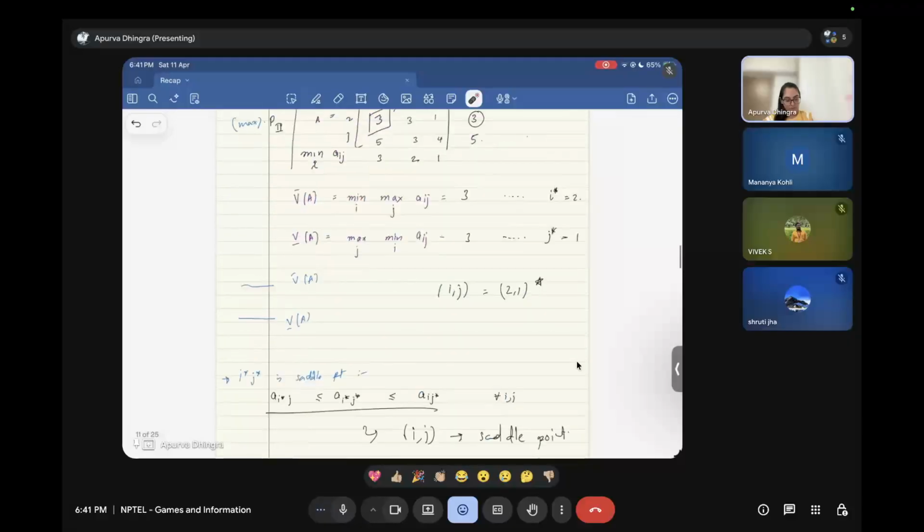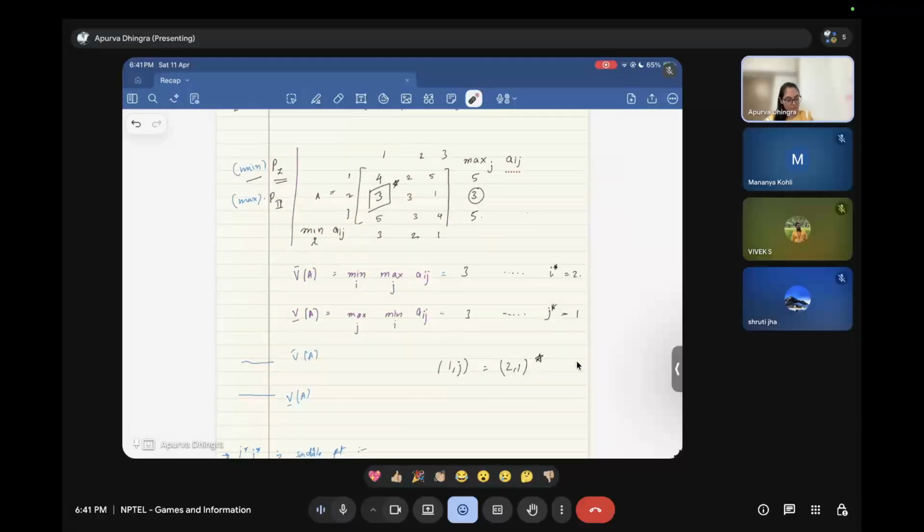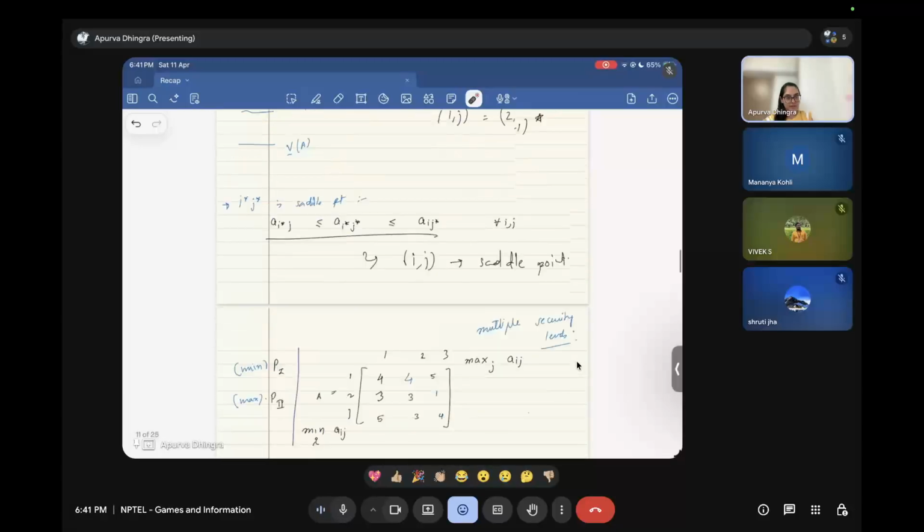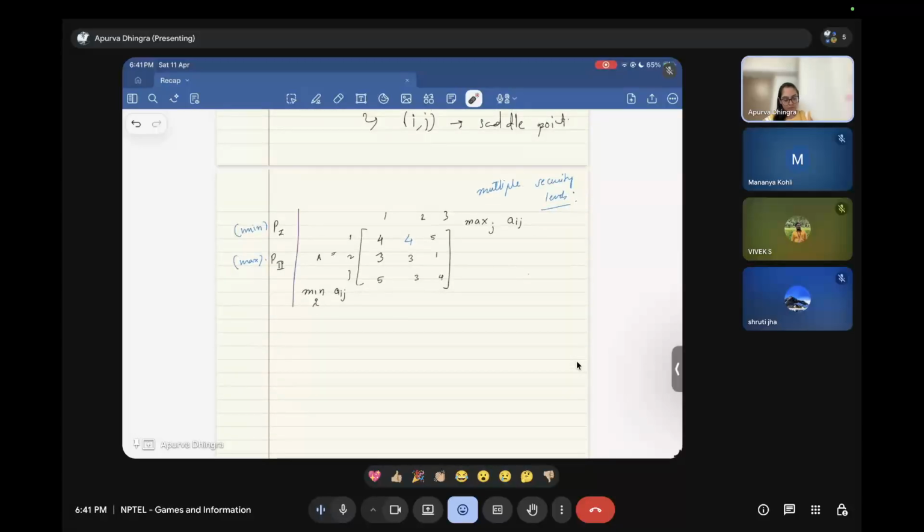Now, what if we just got one security level for each player? That's not always necessarily the case, right? We could get more than one security level. So for example, the only thing I've done is change one number from the above example. Because of that, if I fill all of these again, we get 5 here, 3 here, 5 here. So nothing changed. I star is still 2, so player 1 should still be playing strategy 2.